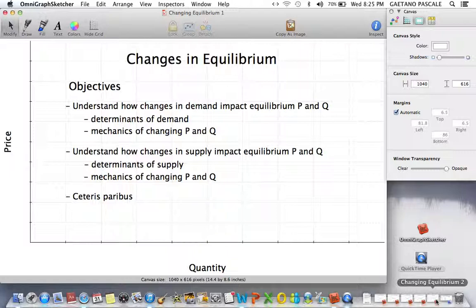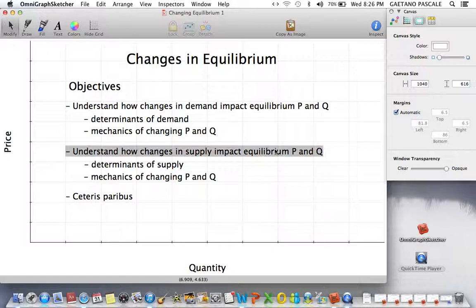Welcome to the next installment in my lecture series for the Principles of Microeconomics course. This one deals with changes in equilibrium price and quantity. So the objectives here are to understand, number one, how changes in demand will impact equilibrium price and quantity in the marketplace. So in order to do that, you need to remember what the determinants of demand are.